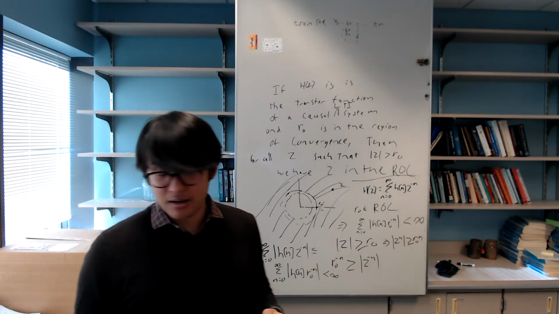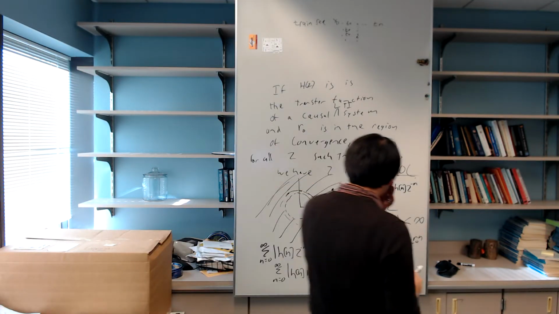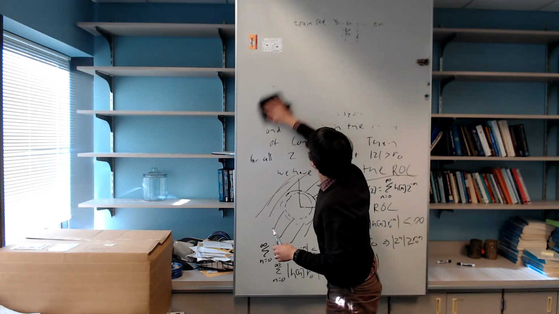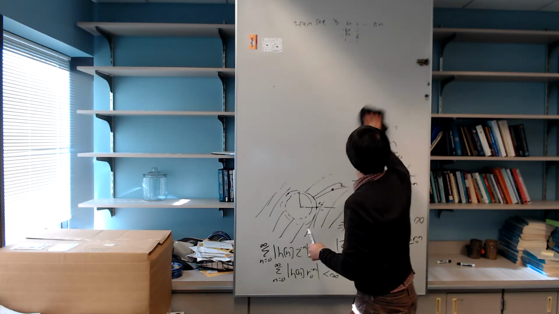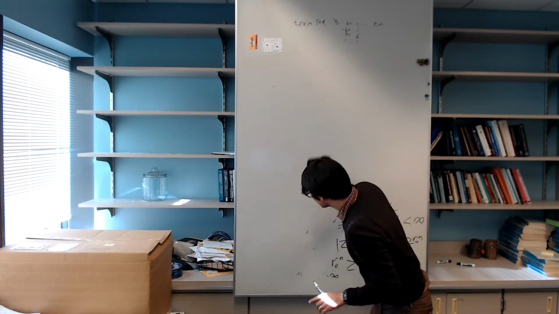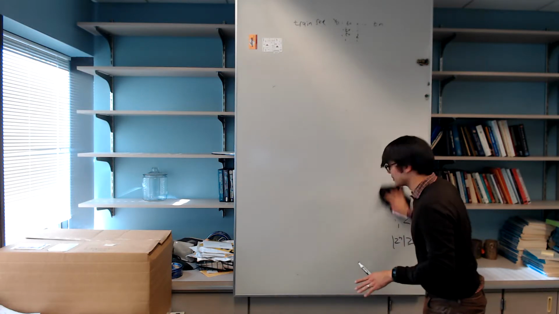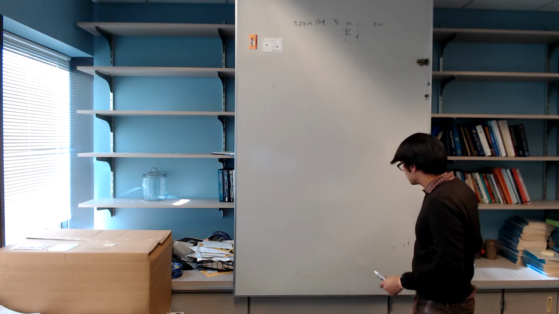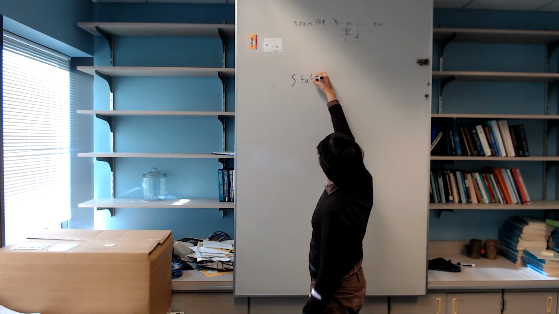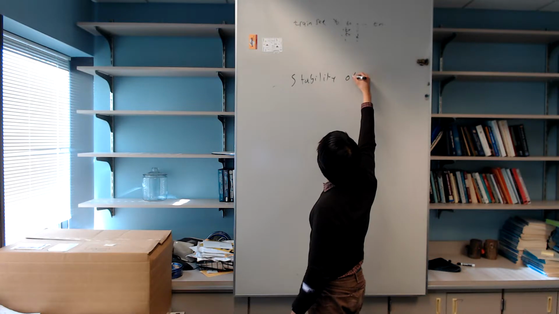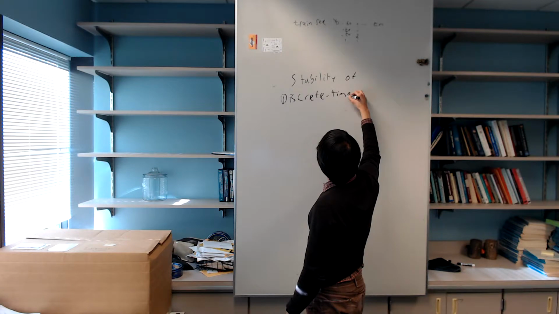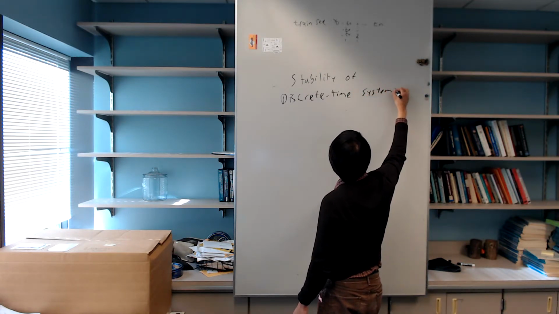Now, the next topic I'm going to want to talk about is stability. Now, we talked about stability in discrete time, but we didn't talk about it all that much. So we're going to do a little bit of an excursion into stability theory for discrete time systems, because we just haven't really done it before. I mean, we did it, but only for a few minutes. All right? So stability of discrete time systems.